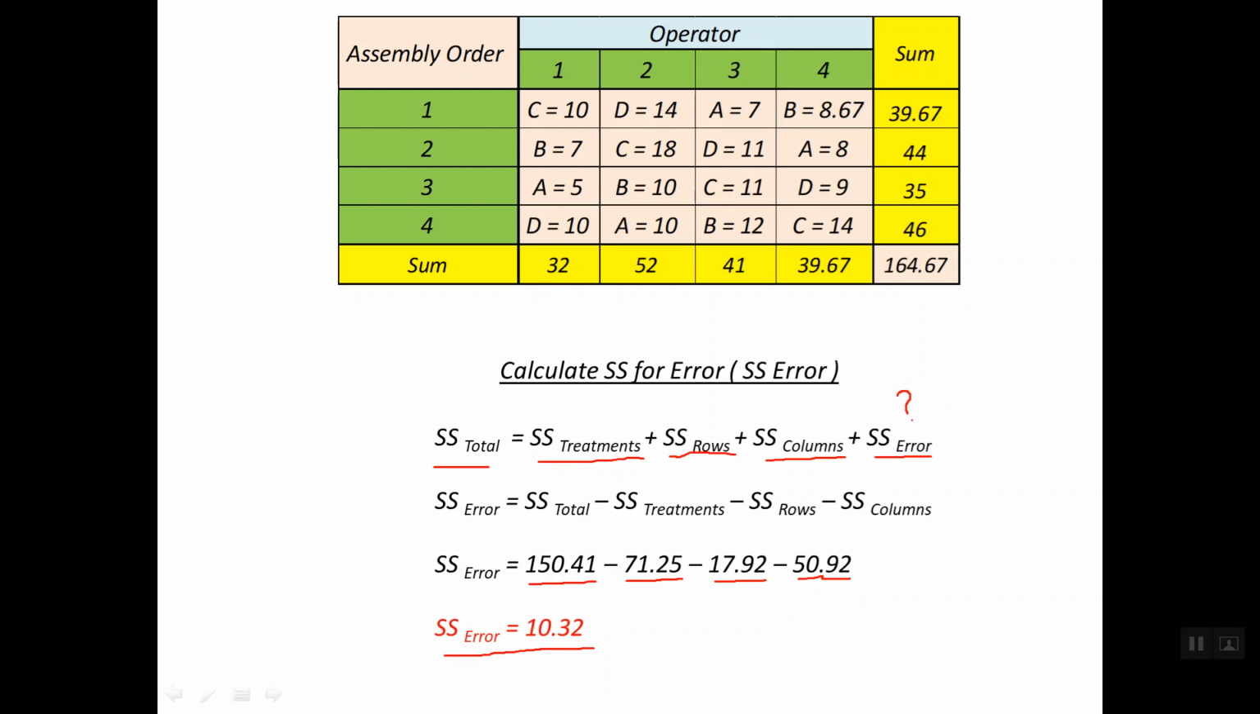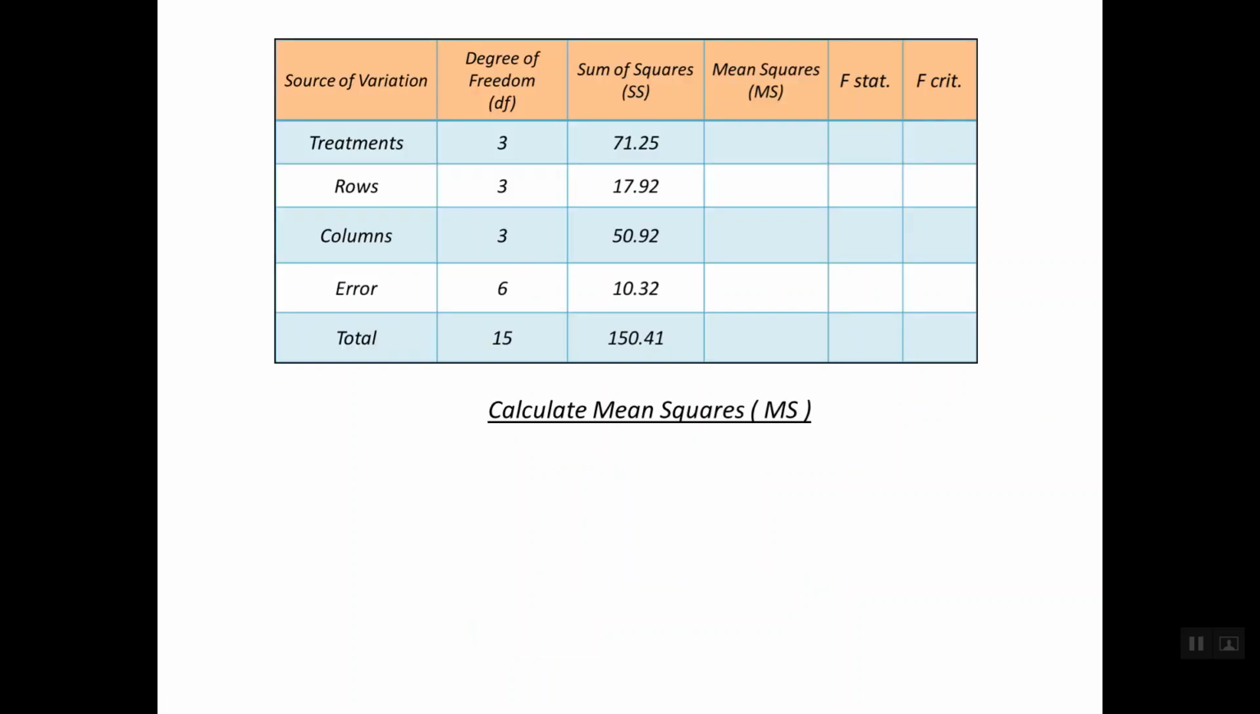By this, we finish all the calculations for the SS. Now we fill all these values in the Latin square ANOVA table, same as what we have here. Now we need to calculate the mean square, which is abbreviated as MS. The formula to calculate the MS is simply dividing the sum of squares by the degrees of freedom.